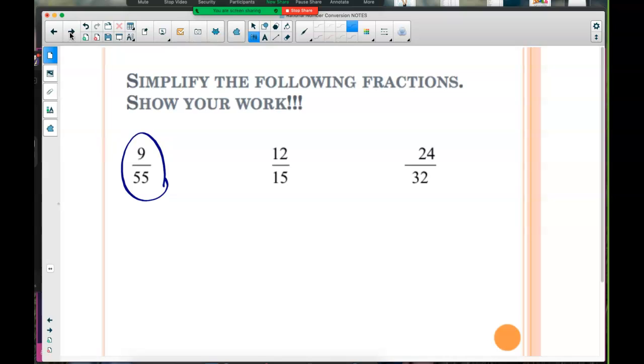How about 12 over 15? What can I divide both 12 and 15 by? Does 2 go into both of them? No. How about 3? Yeah. So I'm going to divide by 3. 12 divided by 3 is 4. And 15 divided by 3 is 5. Am I done? Yeah. Okay, so I have 4/5.